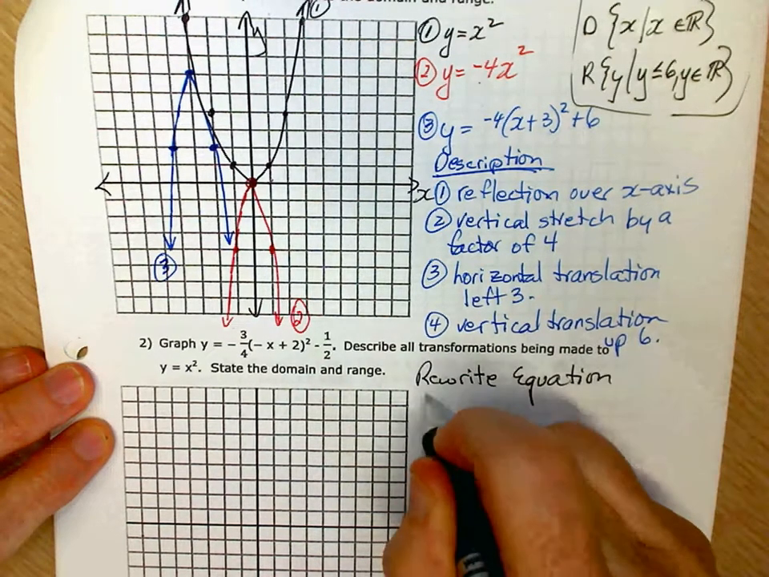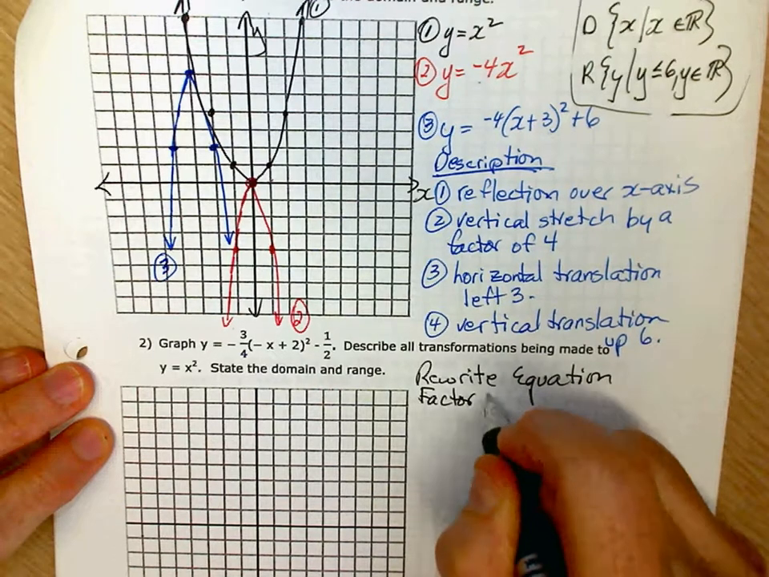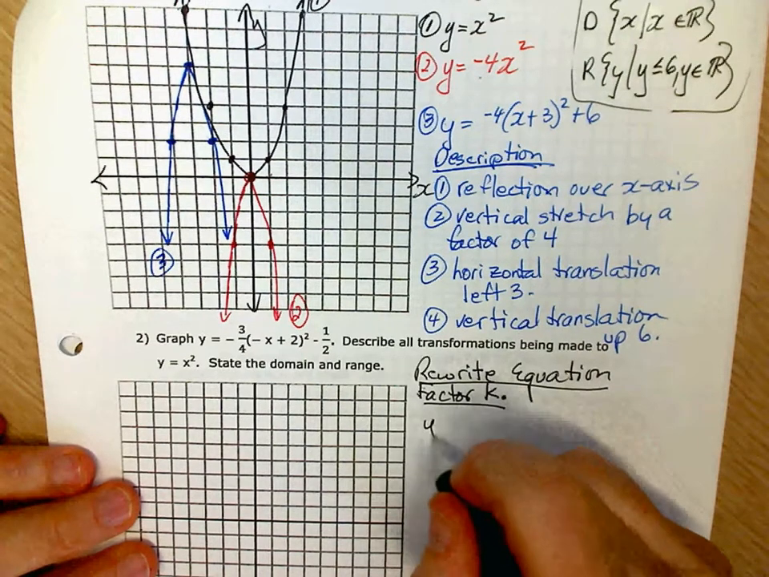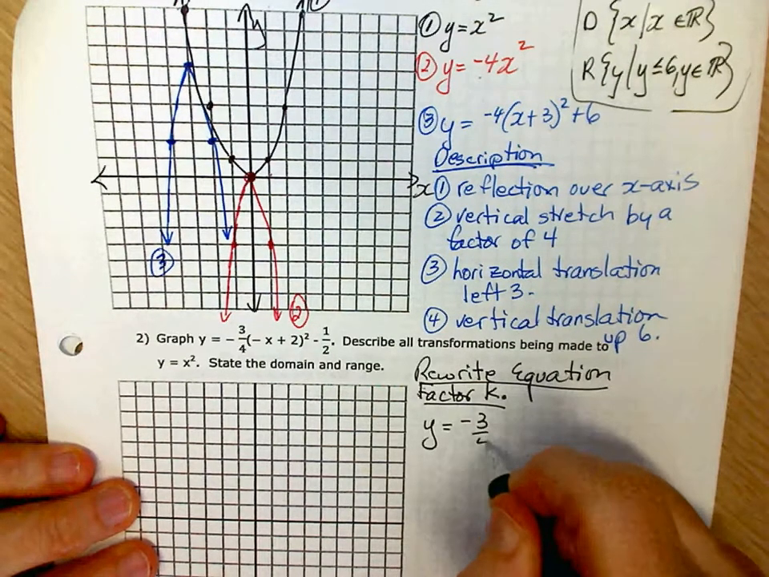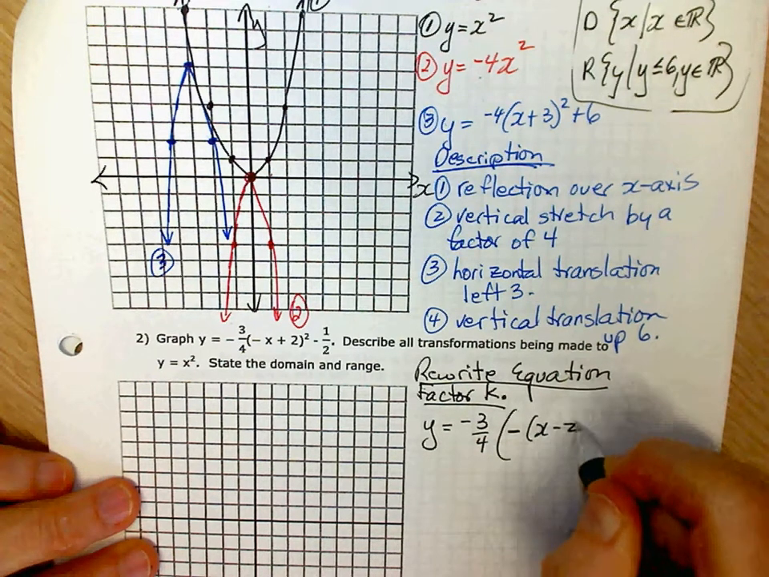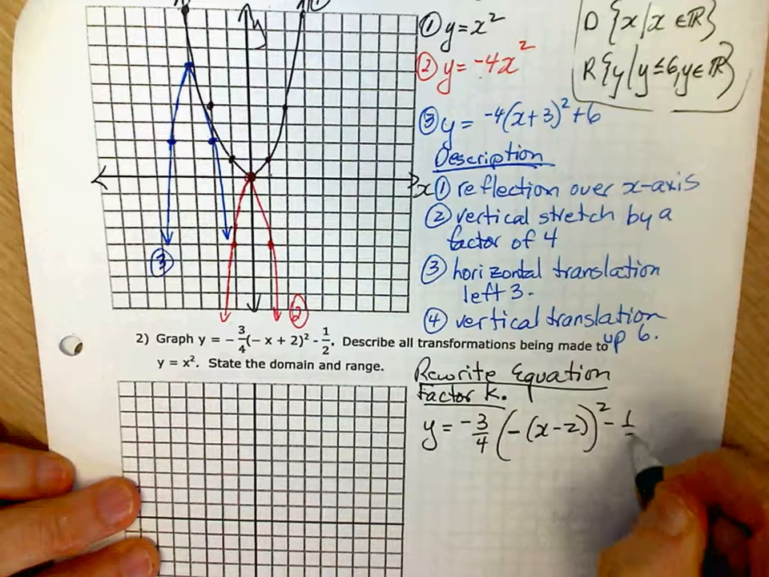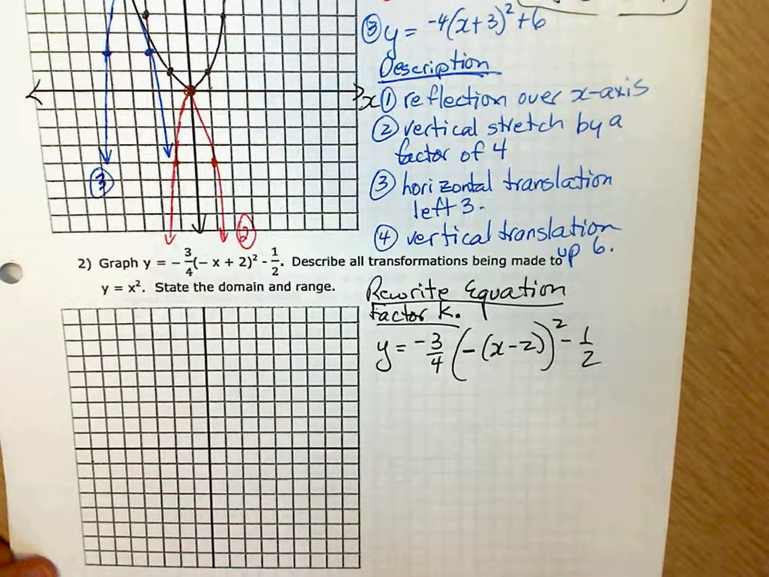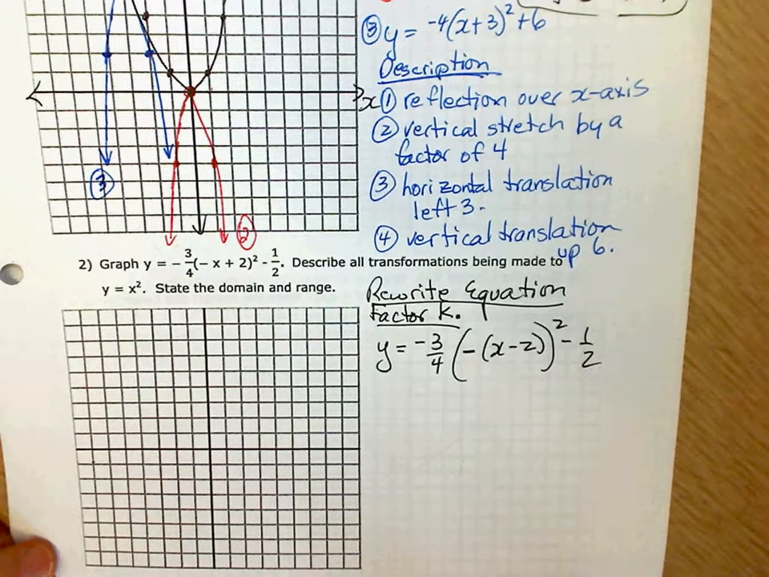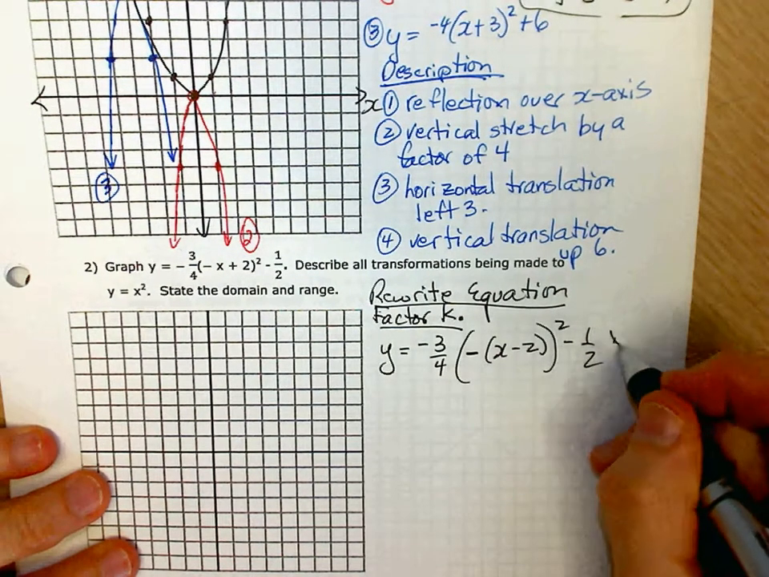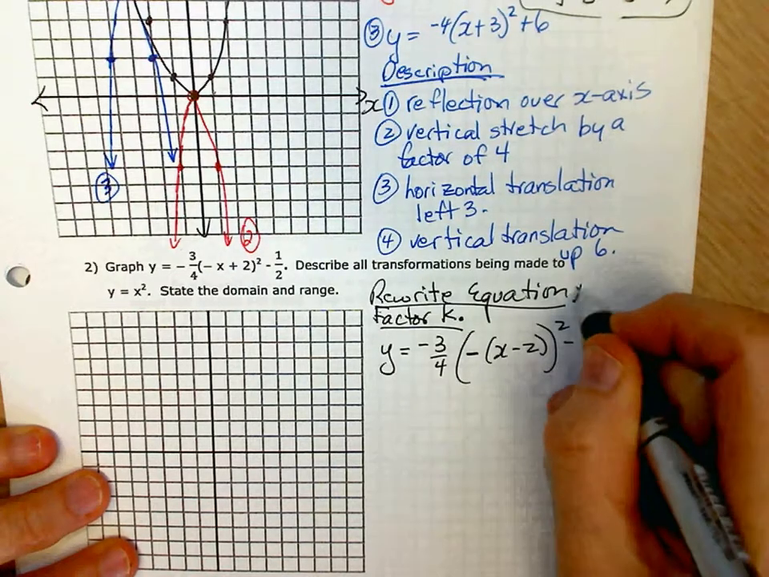Factor k. Okay, so this will be y equals negative 3/4, factor out the negative 1. So always factor the k in order to get the right transformations. If you don't do that, you won't have the correct transformation. This is a very important step. Put a star there, okay? Because you can't forget that.